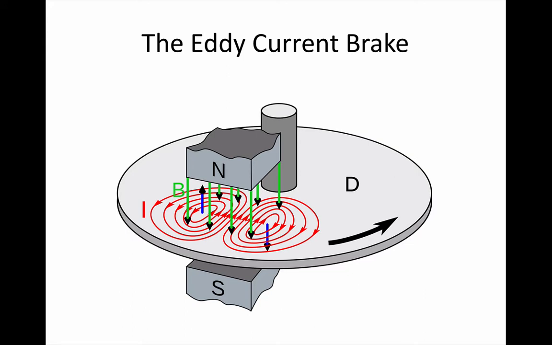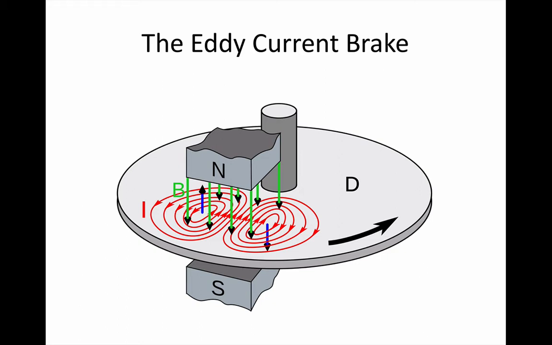Eddy currents can be made to be useful to us, as in this case where we have electromagnetic braking. Have a look at this metal disc spinning anti-clockwise as we look at it from the top. A magnetic field acts through one section of the disc, and it points downwards. Think about the part of the disc entering the magnetic field. The flux downwards through it is increasing, so an eddy current is formed that creates some field upwards.